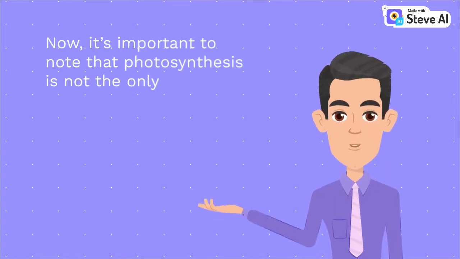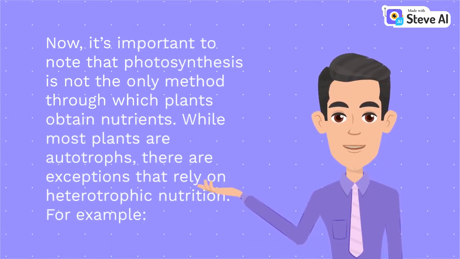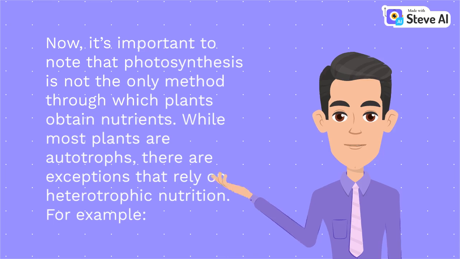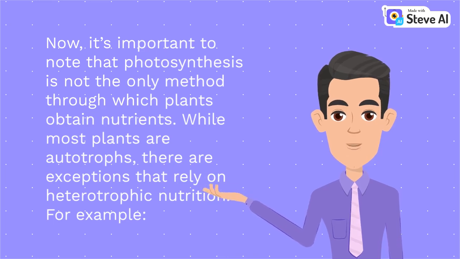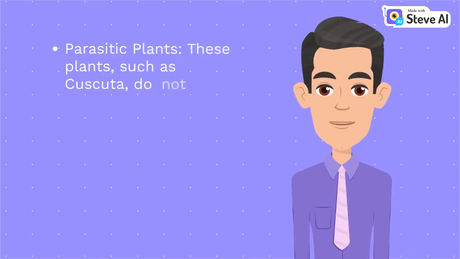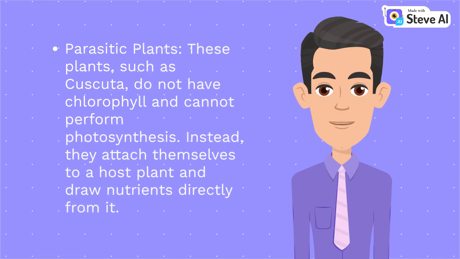Now it's important to note that photosynthesis is not the only method through which plants obtain nutrients. While most plants are autotrophs, there are exceptions that rely on heterotrophic nutrition. For example, parasitic plants. These plants, such as Cuscuta, do not have chlorophyll and cannot perform photosynthesis. Instead, they attach themselves to a host plant and draw nutrients directly from it.